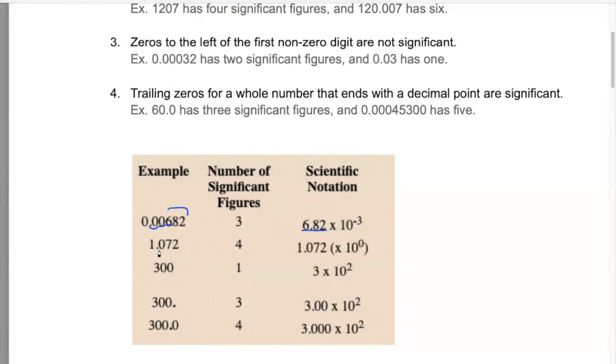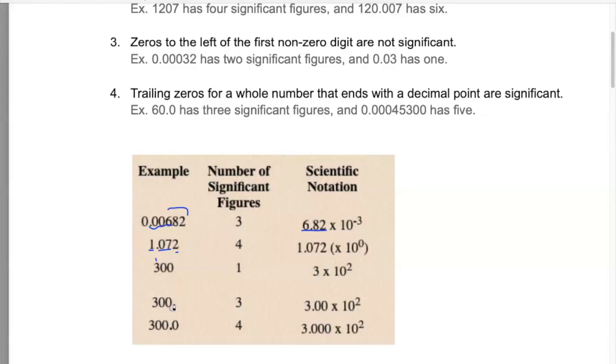1.0720, the 0 is sandwiched between 1 and 7, and the trailing 0 is after the decimal, so they all count: 1, 2, 3, 4, 5. 300, this trailing 0 is just to show you the order of magnitude. It is not trailing behind a decimal. Therefore, only the 3 counts, as 1 sig fig. So when we write the sig fig, only that 3 counts, and the 2 is the order of magnitude. So we do not write this 300 as 3.00 times 10 to the 2, okay? It has only one sig fig.